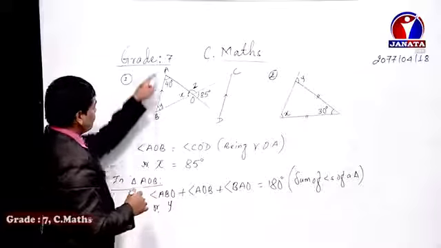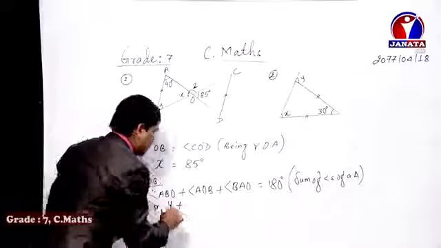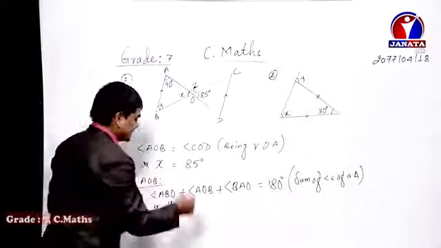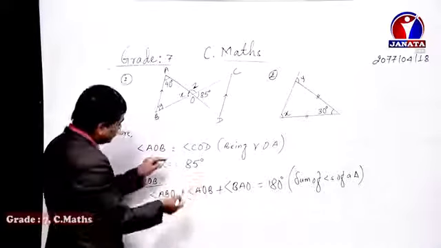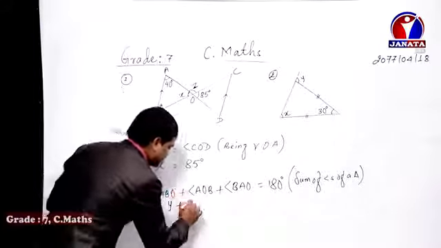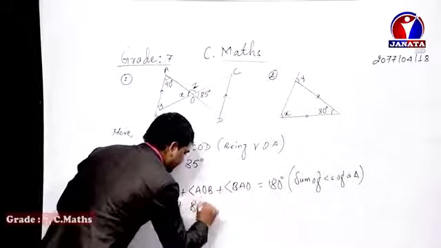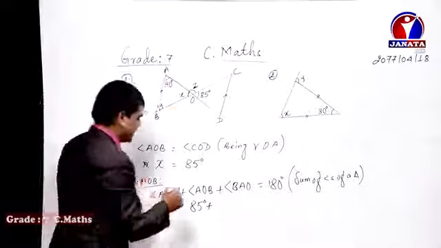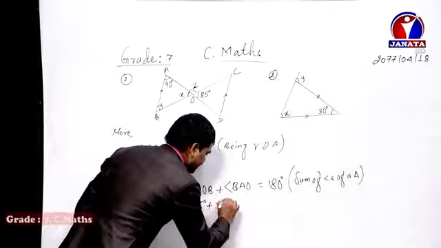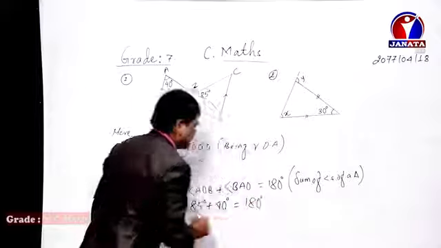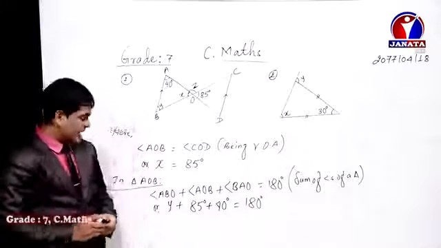Angle ABO is Y, plus, now what about angle AOB? It is given as X, isn't it? And we have already got the value of X as 85 degrees. So can't we write it here? Yes, we can write 85 degrees here. And then angle BAO is given as 40 degrees. So I am going to write it here, and let's make it equal to 180 degrees, because these are the sum of angles of the triangle.